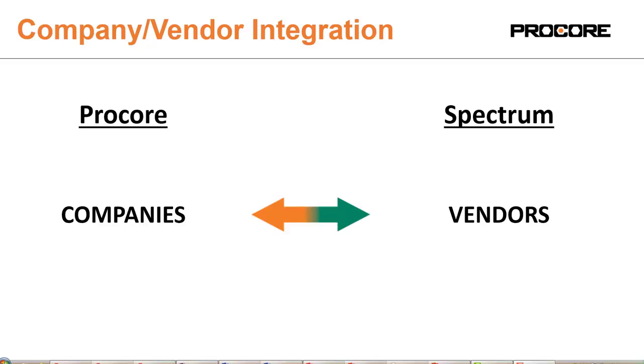It also means that the information entered for companies created in Procore can be used to create new vendors in Spectrum. This is important because vendors must be synced between Spectrum and Procore before commitments assigned to that vendor can be sent to Spectrum. In this video, I will show you how this works in both directions.